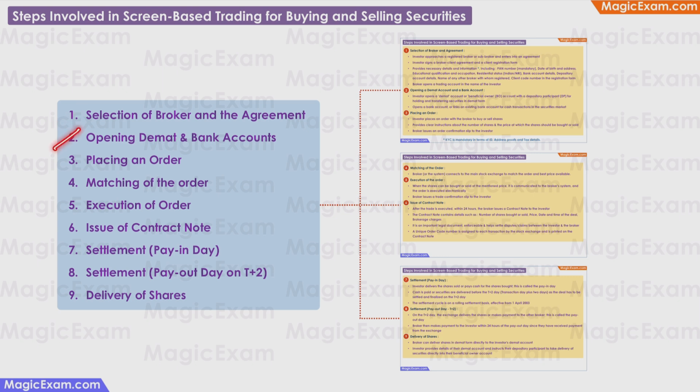Then opening Demat and bank accounts, then placing an order, matching of the order, execution of the order, issue of contract note, settlement which happens on pay in day, and settlement which happens on the pay out day or T+2. And finally, delivery of the shares. I will briefly talk about each of these steps in the next few slides.